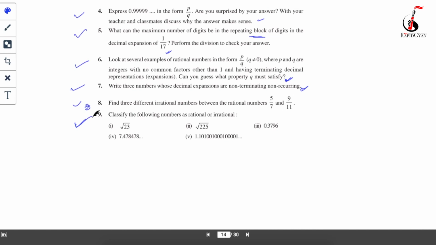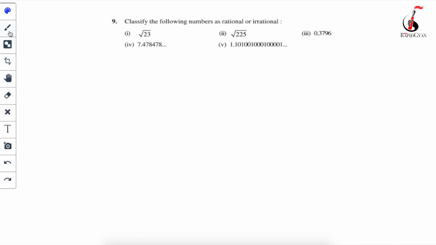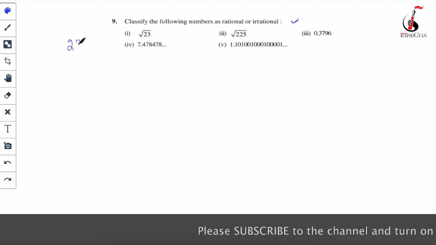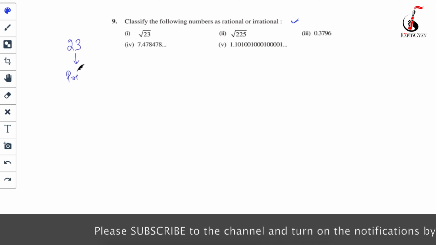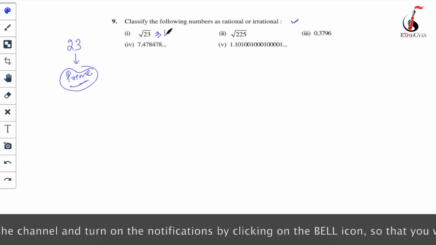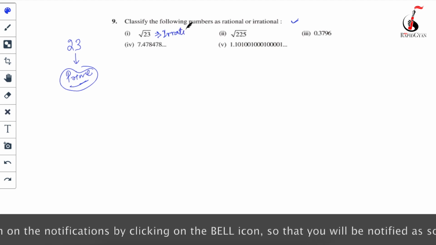The last question is the ninth one. Classify the following numbers as rational or irrational. Okay, let's solve that. So these are the numbers. So 0.23, we know that beta, 23 is your prime number. So the square root of a prime number is always an irrational number. So this I can directly write as irrational number.